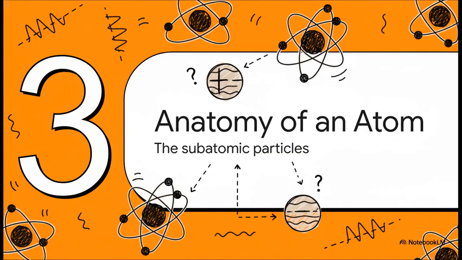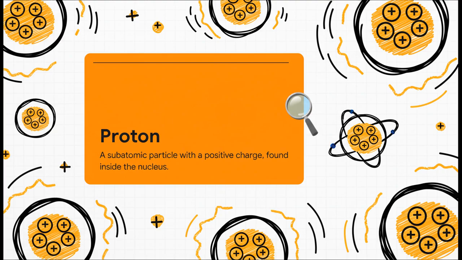Okay, so now that we've got the big picture, let's zoom in. Let's get to know the main players here, the atom's little all-star cast. We're going to break down the 3 subatomic particles you absolutely 100% have to know. First on the list, the proton. And here's an easy way to remember it. P for proton is P for positive. It's also P for parked right inside the nucleus. So it's a positive particle, and its home is the nucleus.